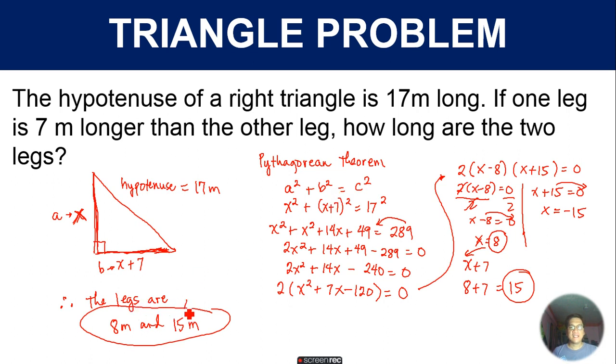The other leg is 7 meters longer than the other leg. So, this is how we apply special products and factoring in solving problems. In this case, related to numbers, areas, and then, of course, triangles.